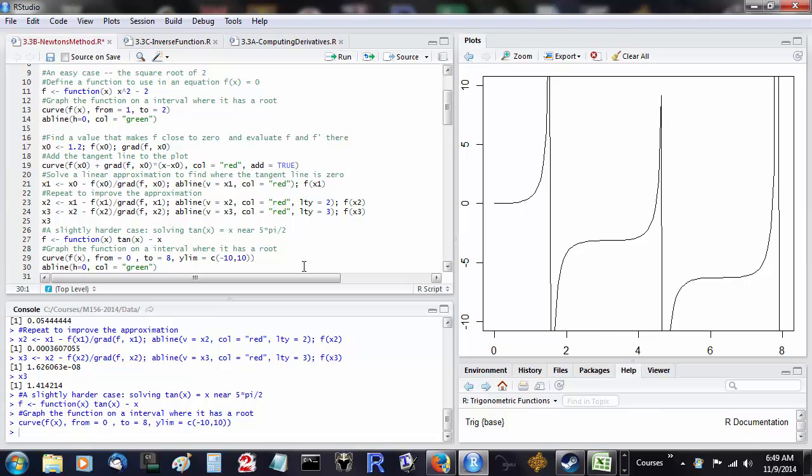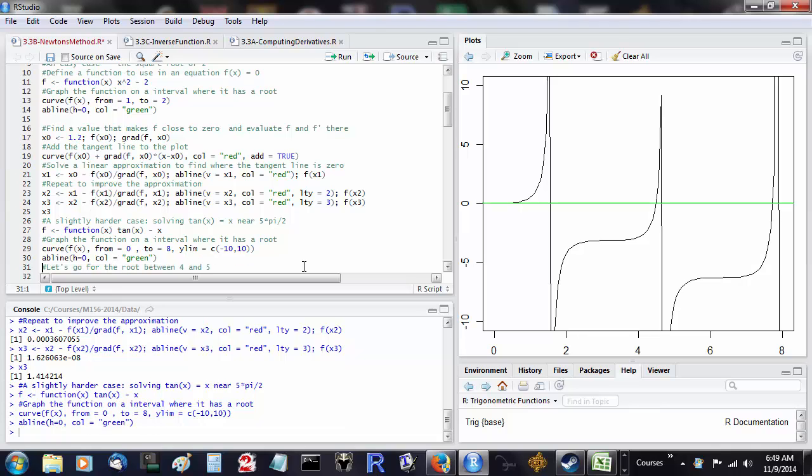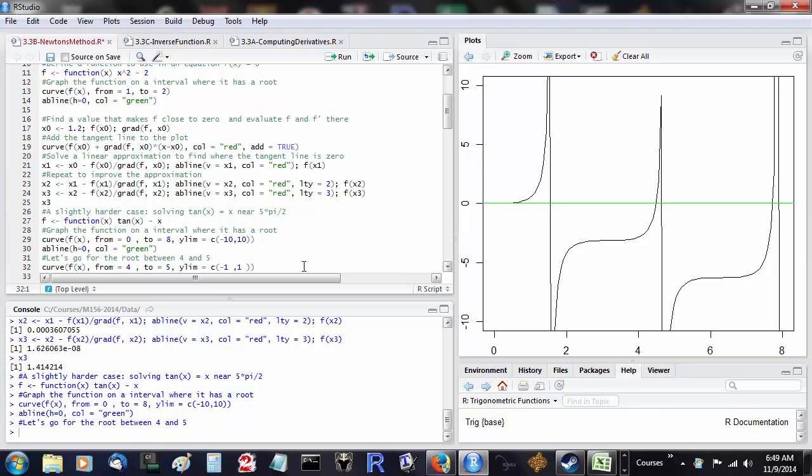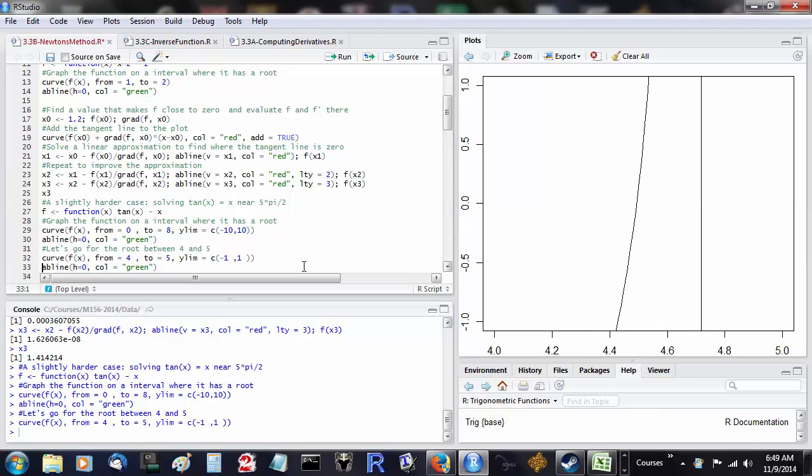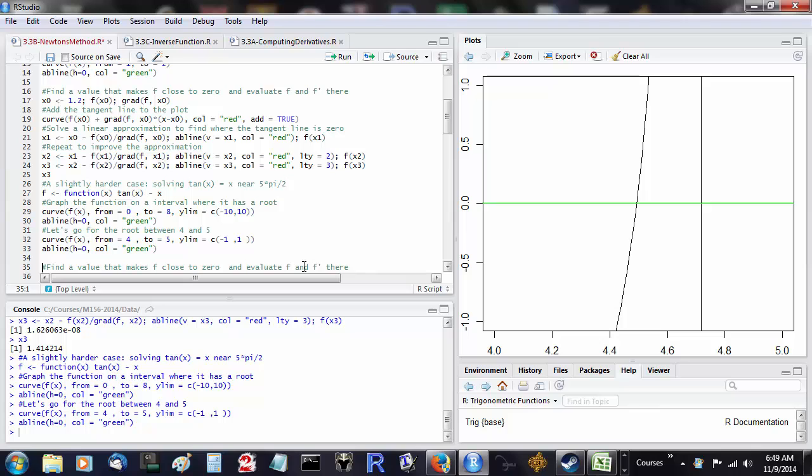Let's draw our green line, and you can see that there appears to be one solution to the equation where x is a little bit bigger than 4, and another solution where x is a little bit smaller than 8. In fact, there are infinitely many solutions to this equation, but let's go for just one of them. There's clearly a solution in between 4 and 5, so let's graph the function in between 4 and 5.